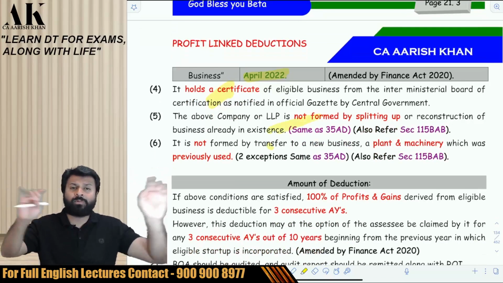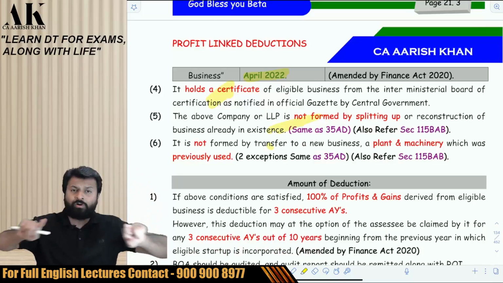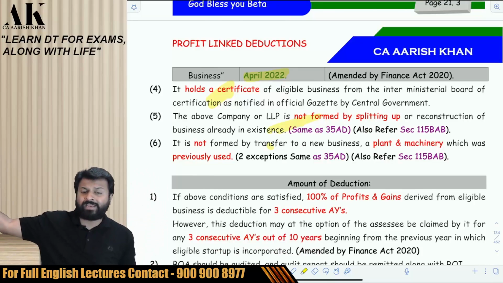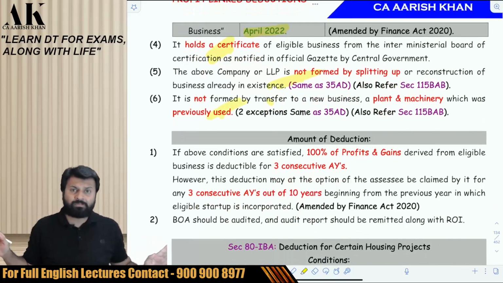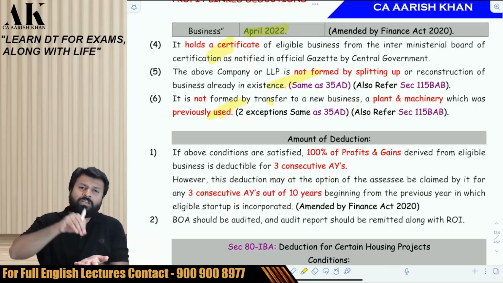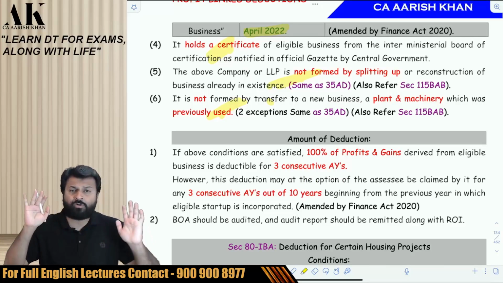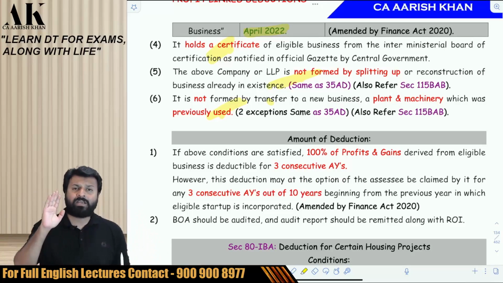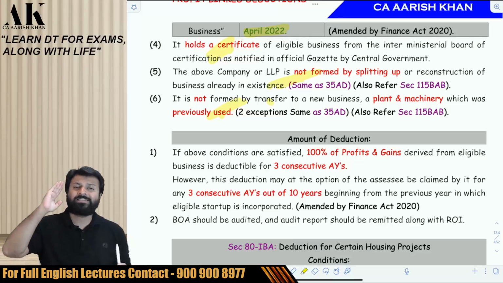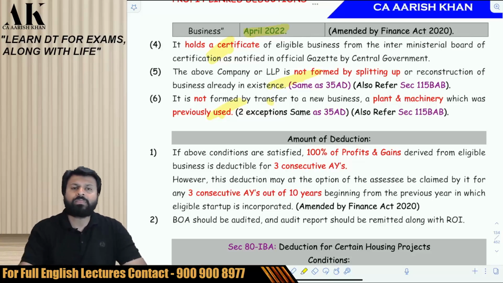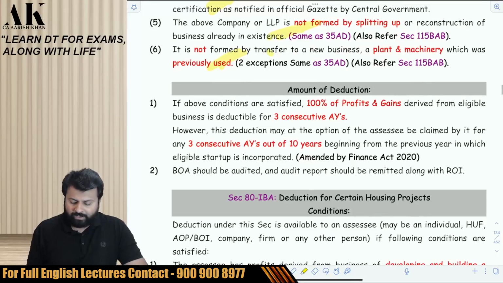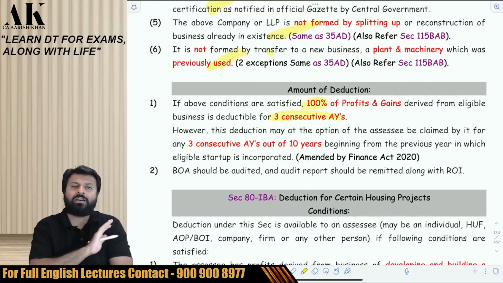It should not be formed by splitting up or reconstruction of an already existing business. Similar condition was there in 35 AD also. Sixth, you should not use second-hand plant and machinery in your eligible startup. You are supposed to use absolutely new plant and machinery. But second-hand plant and machinery up to 20% of total value is allowed. Second-hand plant and machinery, if it is imported from outside India and depreciation is not claimed on it, then also it is allowed.